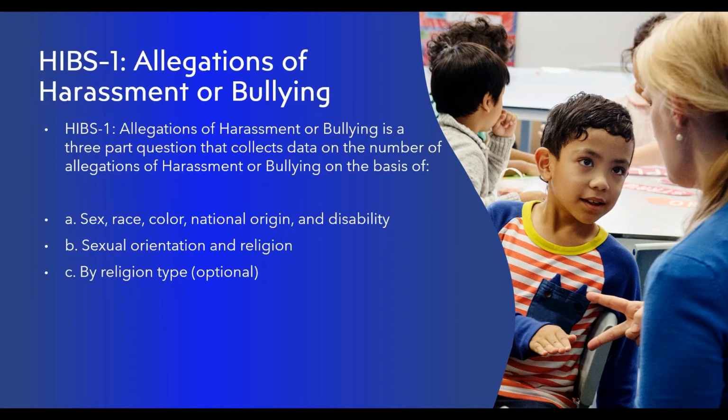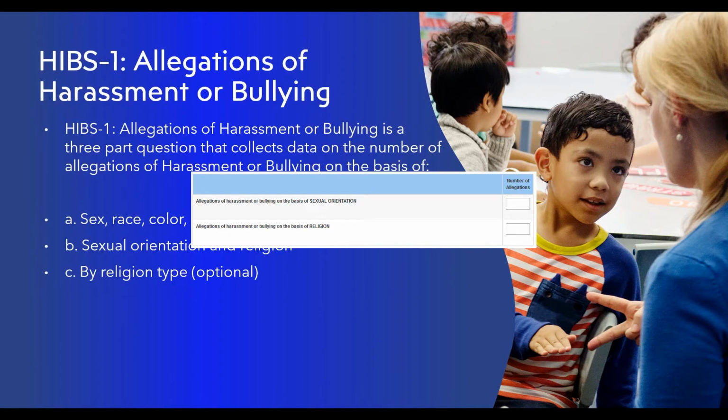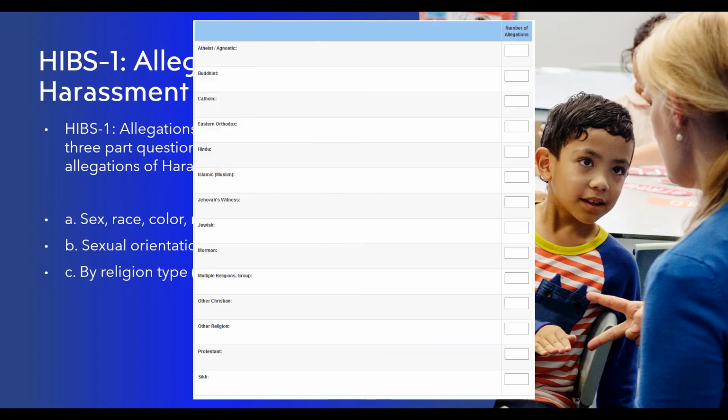HIBS 1, Allegations of Harassment or Bullying, is a 3-part question that collects data on the number of allegations of harassment or bullying on the basis of A. Sex, race, color, national origin, and disability. B. Sexual orientation and religion. C. By religion type, optional.